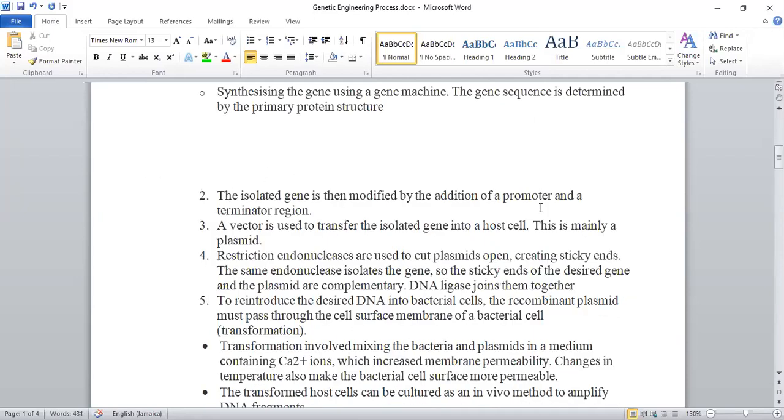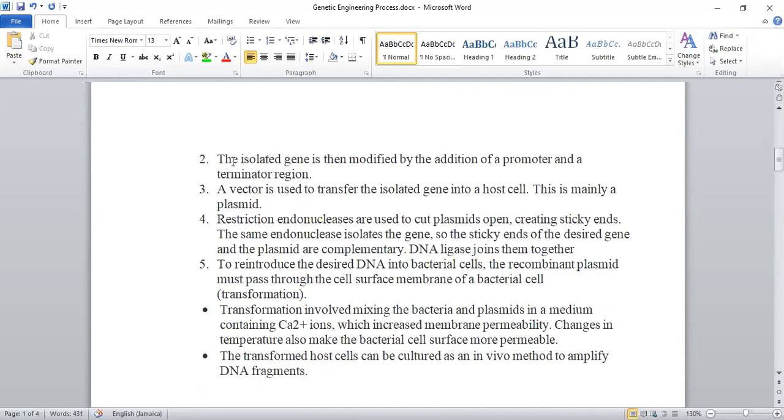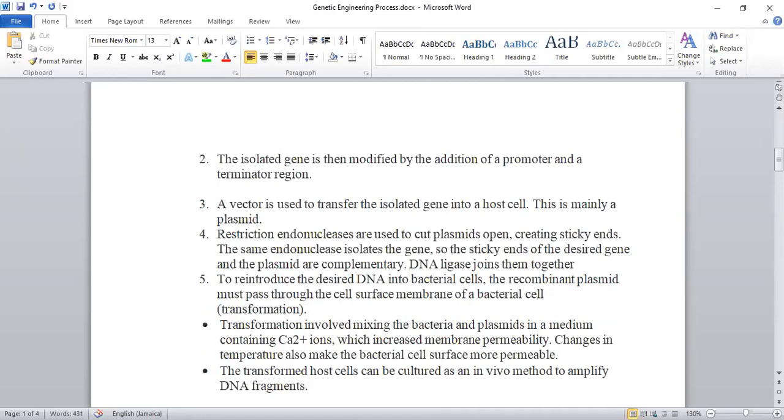But after we have done that, the next thing we need to do is isolate our gene, right? And normally we add some extra bases to our gene, which are known as promoters and terminators, right? Then, after we have done that, we need to get a vector. A vector is used to transfer the isolated gene into the host cell.